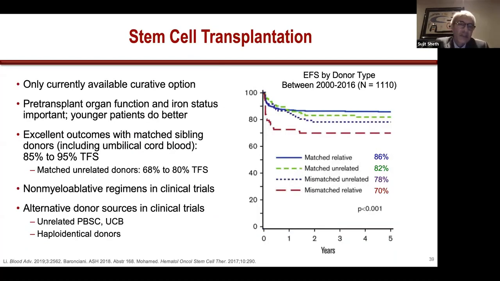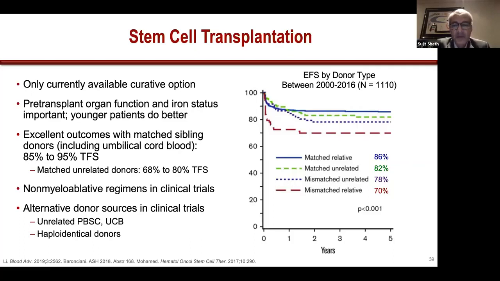So stem cell transplantation is the next thing we'll talk about. It is currently the only available curative option. Pre-transplant organ function and iron status is critical. We know that younger patients tend to do better. Excellent outcomes are noted with matched sibling donors, including umbilical cord blood from matched sibling donors: 85 to 95%. More recent data shows higher rates of overall survival and about 90-95% transfusion-free survival.